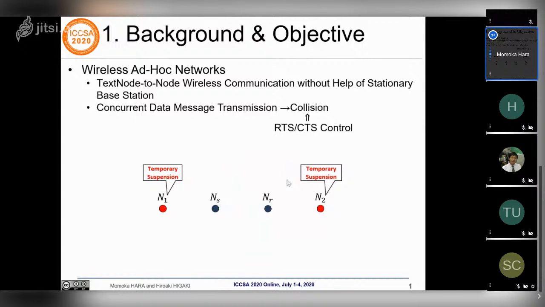Each neighbor node of NS overhears the RTS message and sets its NAV, network allocation vector, which represents an interval while it temporarily suspends transmissions of all messages. Same as the RTS message, the CTS message works to temporarily suspend the neighbor nodes of NR. Since all neighbor nodes of NS and NR suspend, a data message and a corresponding ACK message are transmitted collision-freely.